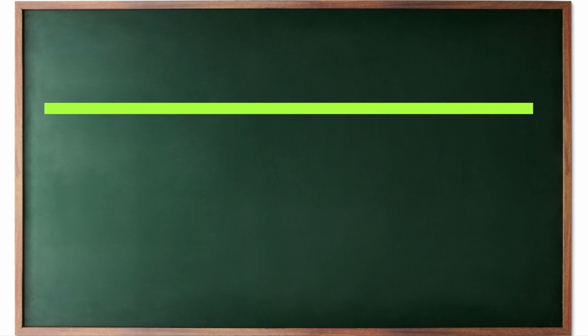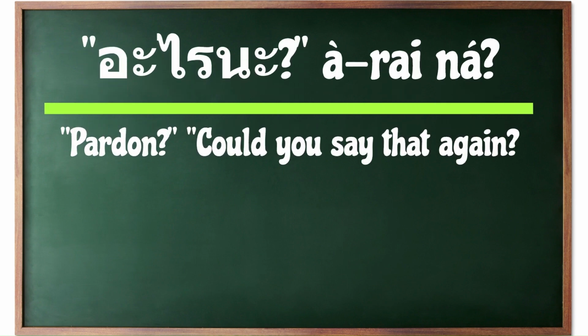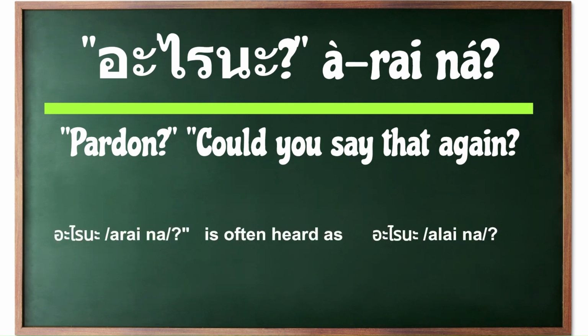Additionally, in Thai, when you hear อะไรนะ it's often used to ask for repetition or clarification. Think of it as a gentle pardon. Or, could you say that again? In everyday Thai speech, the phrase อะไรนะ is often heard as อะไรนะ.